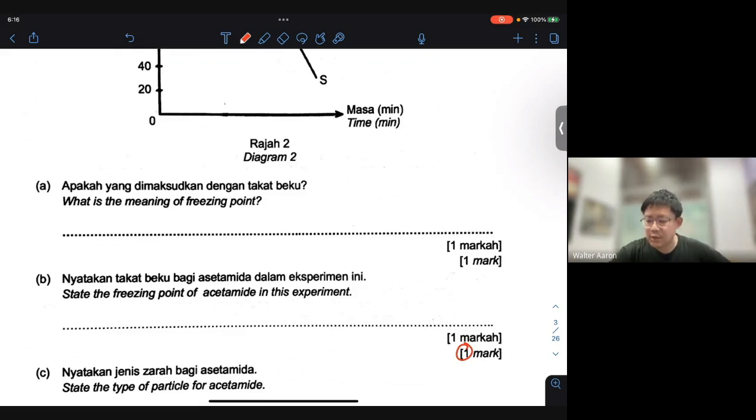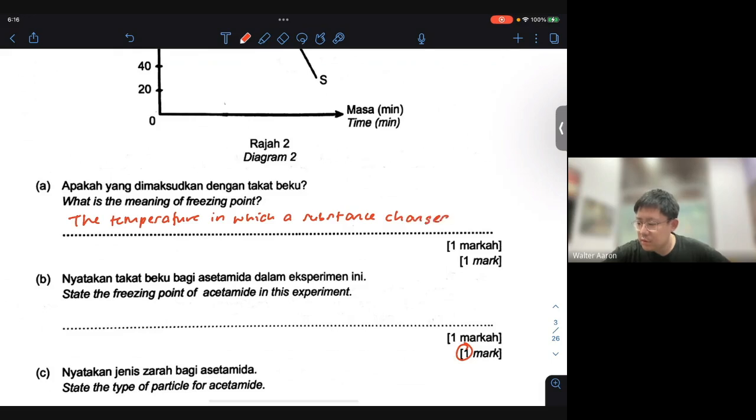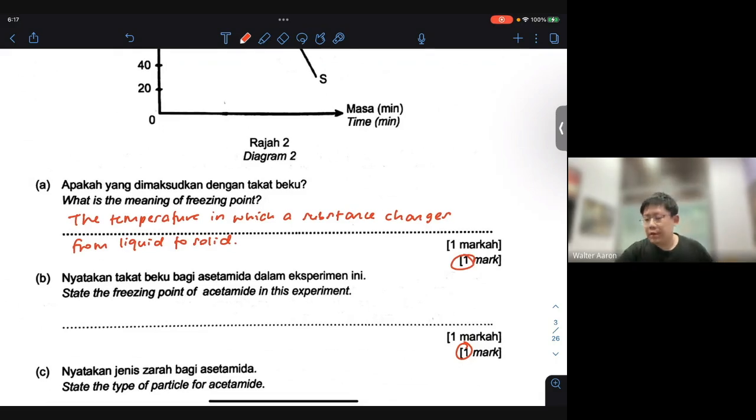So you see here, very simple, you just put here the temperature in which a substance changes from liquid to solid. Okay.